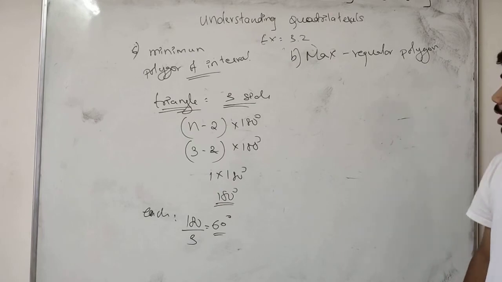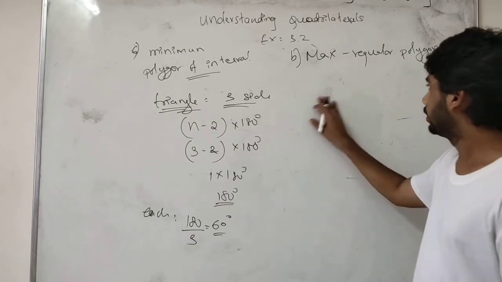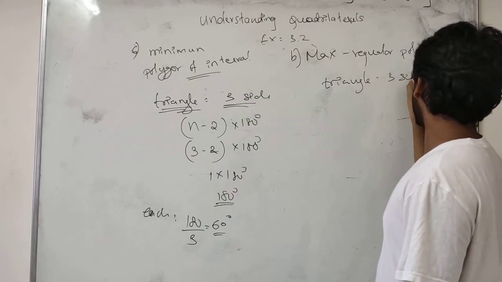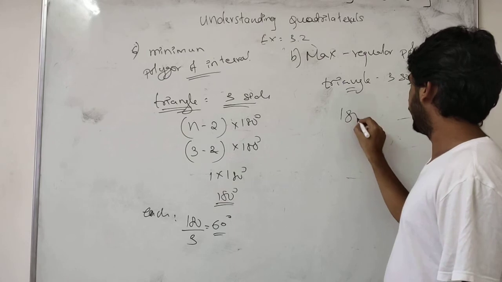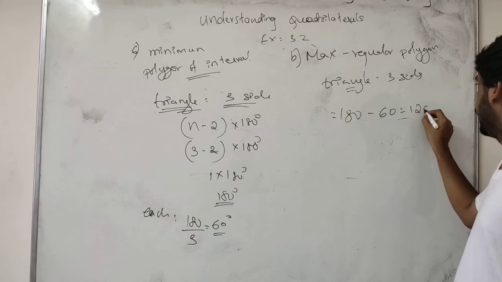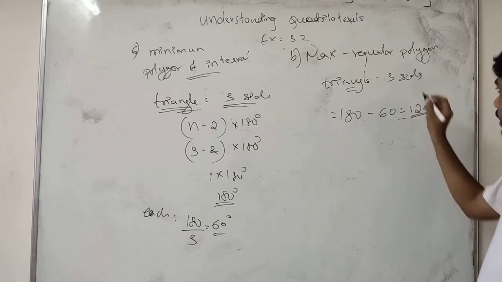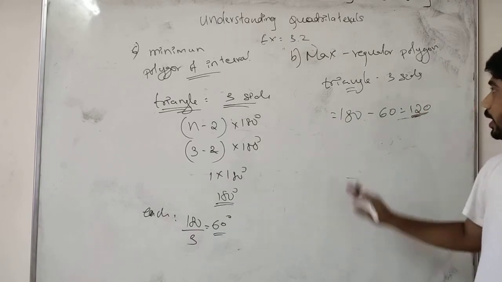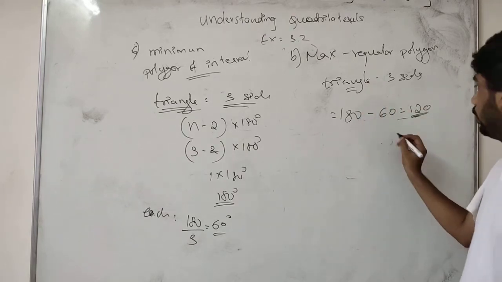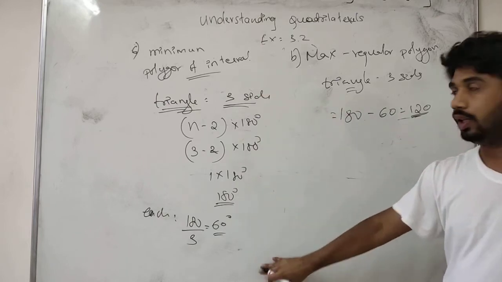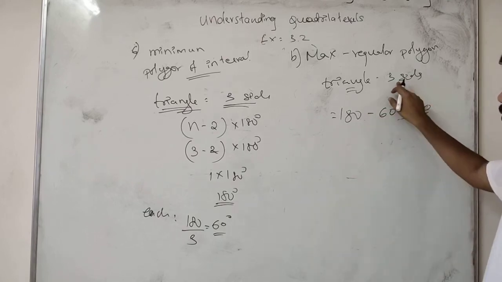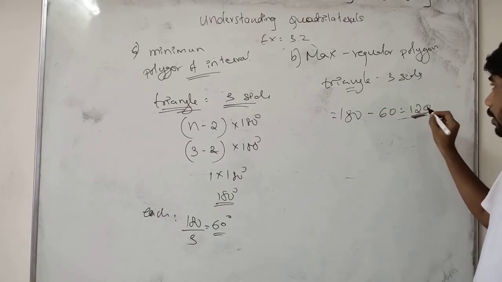So here also we take a three-sided triangle, because the sum of the angles is 180 degrees. For a triangle each internal angle is 60 degrees, so the external angle will be 120 degrees. For a triangle the maximum will be 120 degrees. So we can say the triangle with three sides gives the maximum, and the minimum is also the triangle only. So the maximum will be 120 degrees for a triangle.